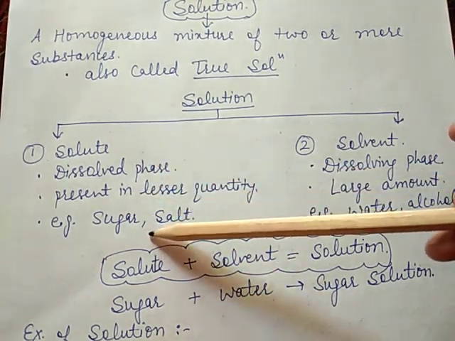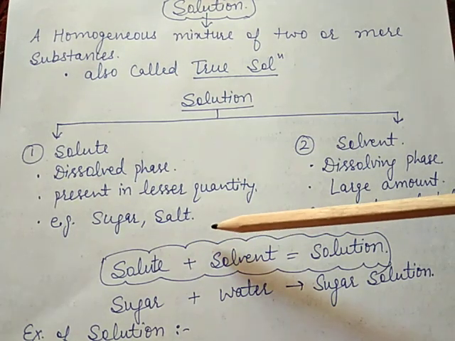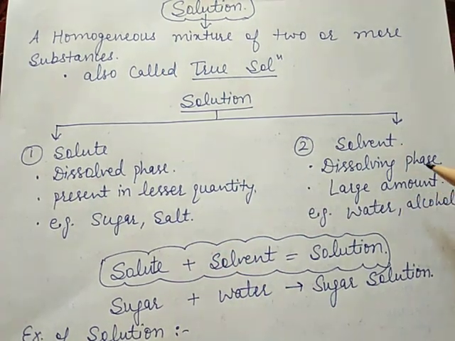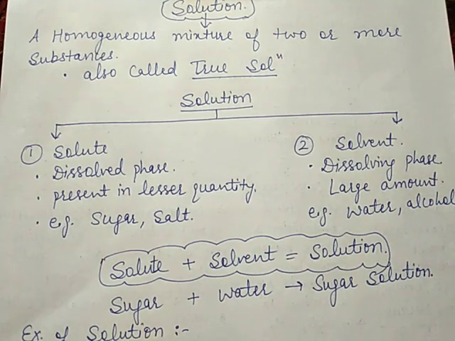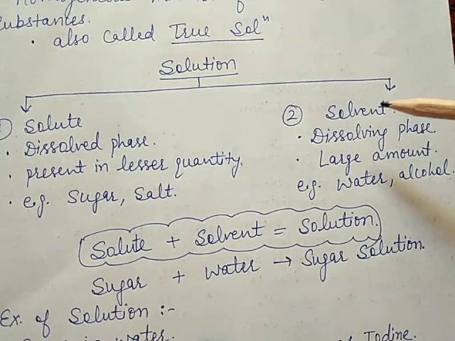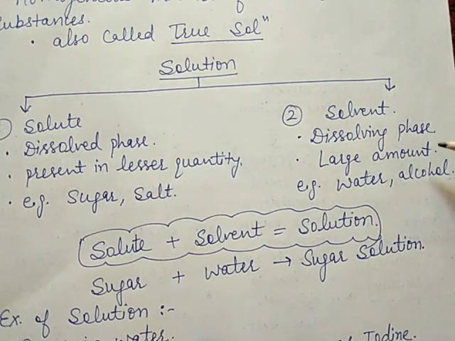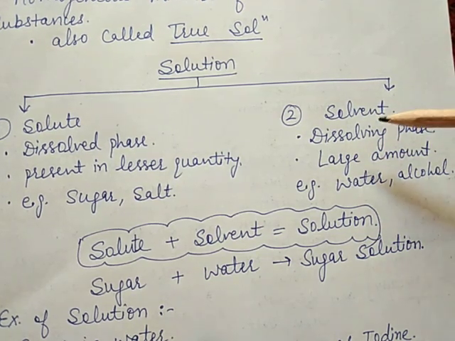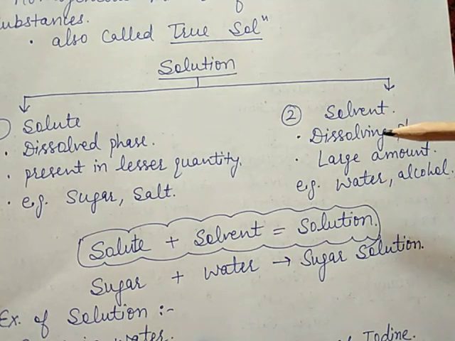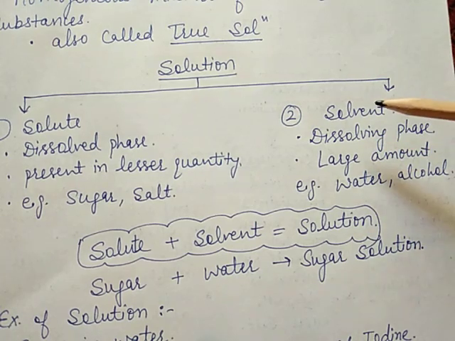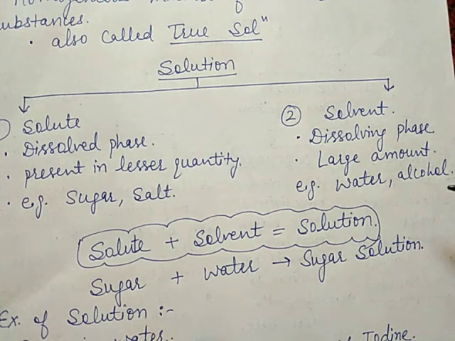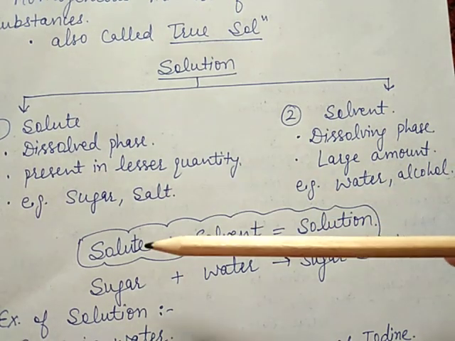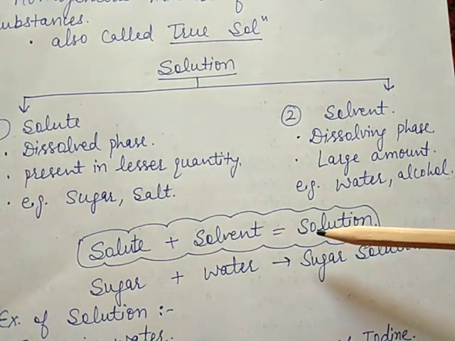Example: sugar, salt, etc. Next is solvent. Solvent is also called the dissolving phase. Solvent is present in large amount, and it is the component of solution that dissolves the other component in it. It is called the solvent. Example: water, alcohol, etc. Solute plus solvent give rise to solution.